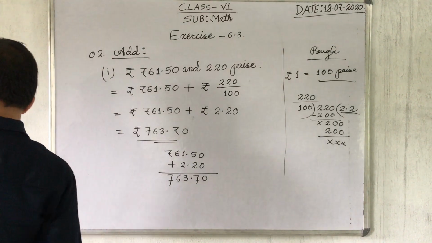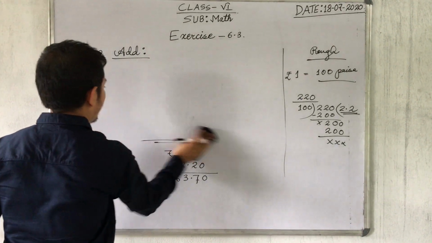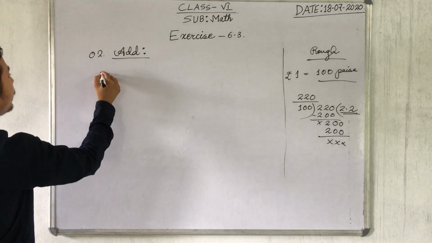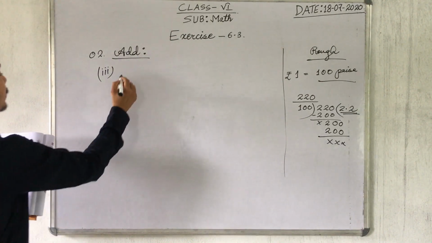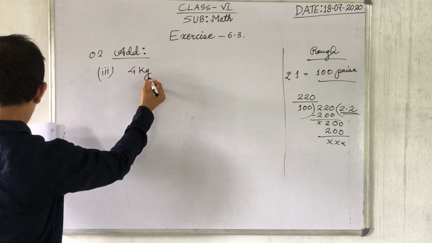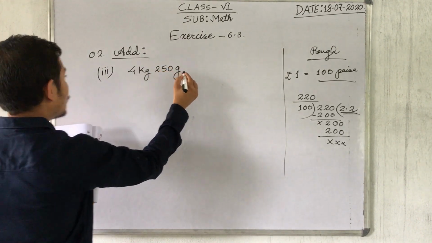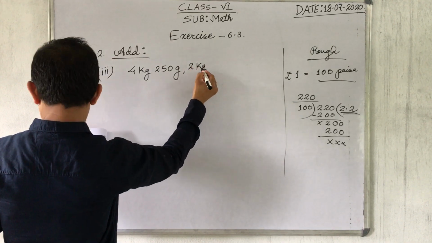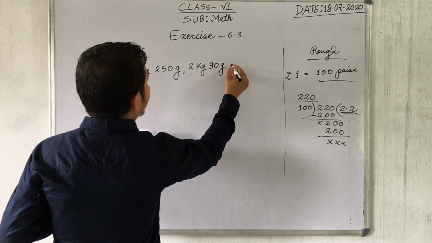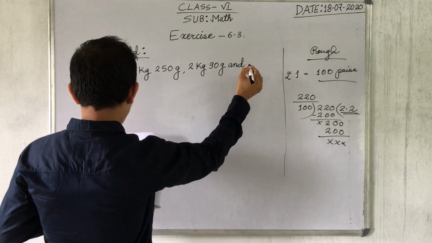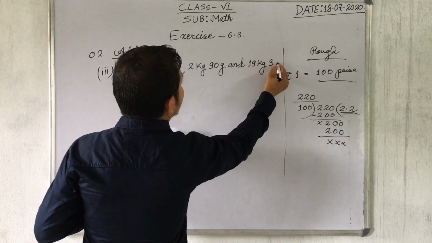Question number 3 is 4 kg 250 gram, 2 kg 90 gram, and 19 kg 3 gram.